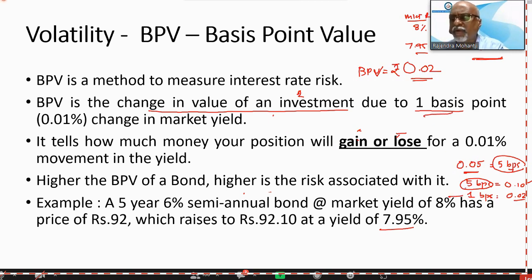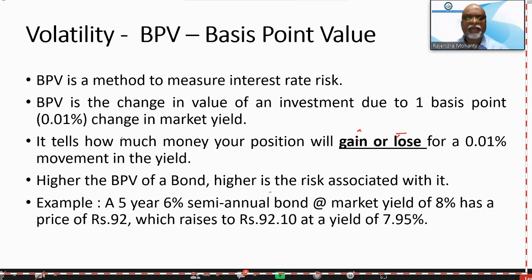BPV is 1 basis point. So for 1 BPS, how much will it change? 10 divided by 5, na? So that is 0.2. Okay. So we can say that BPV of this particular bond, which has a face value of 100, so BPV of a 100 rupee bond is rupees 0.02.